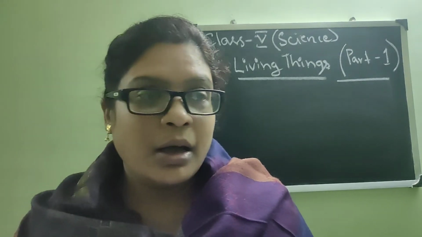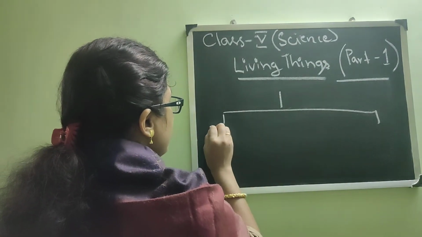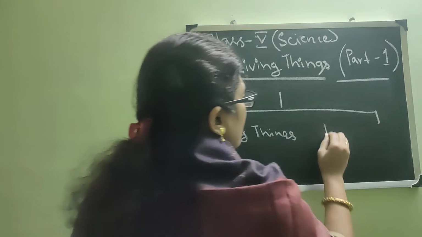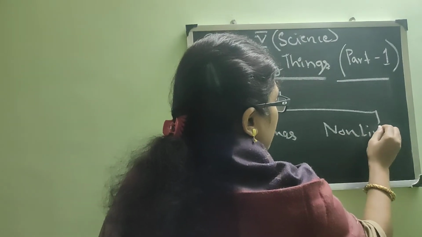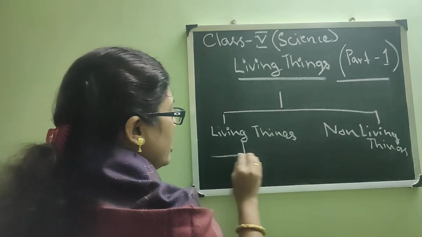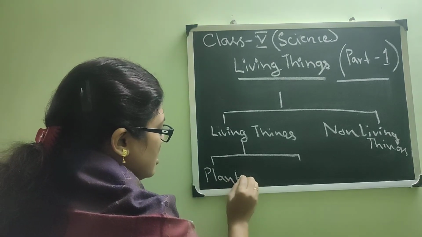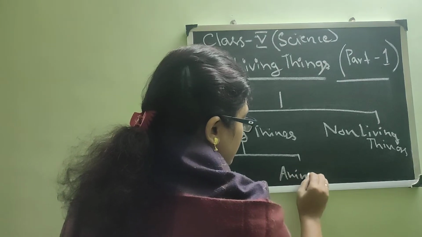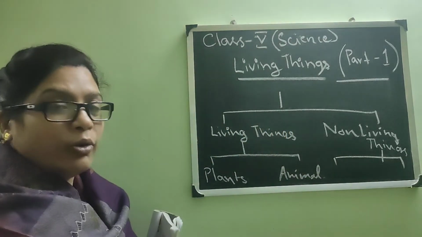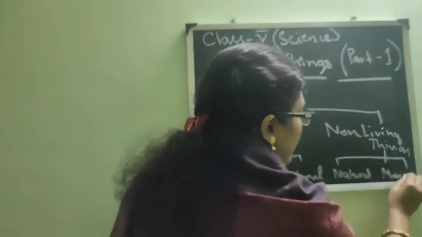So if I make a chart like this, you can see that living things and non-living things. Now, among living things, as I have told you, we can categorize into two different parts, plants and animals. And non-living things again into two different categories. One is natural and one is man-made.